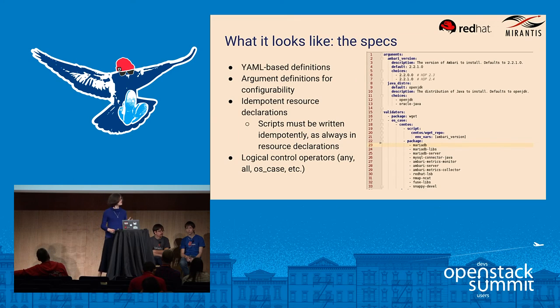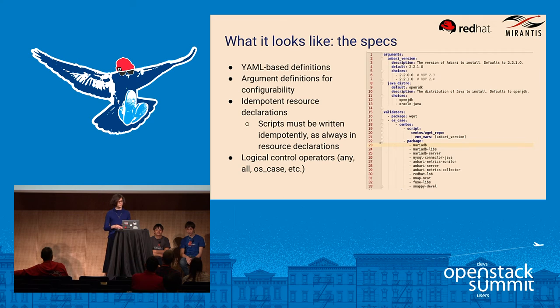But this is about what it looks like. So up here you can see that you've got a set of arguments so that you can make your image packing language configurable however you wish to. And then you've got a set of validators. And those validators will either test or modify as you specify in the original call.